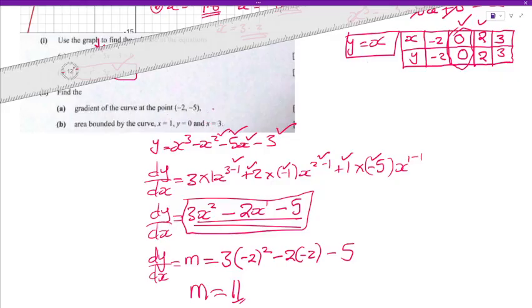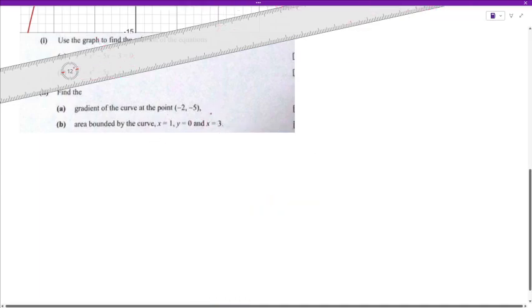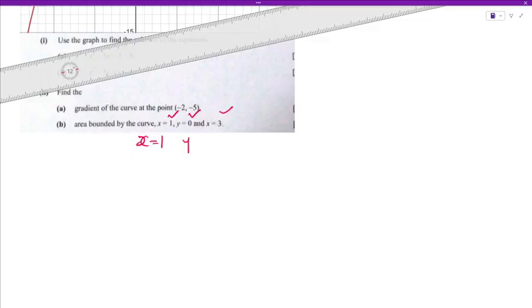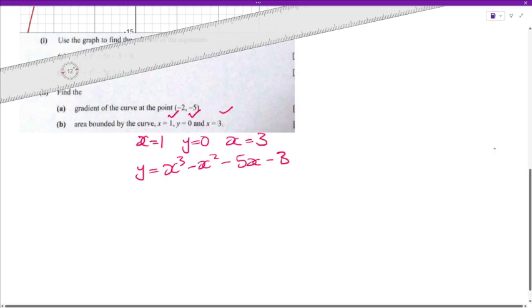where x, let me just clear the screen. Area bounded by the curve where x is equal to 1, y is equal to 0, and x is equal to 3. So the coordinates we have are x is equal to 1, y is equal to 0, and x is equal to 3. So for this particular question, all you have to do is get the original function of the curve again, which is x cubed minus x squared minus 5x minus 3. This is the original equation of the curve.